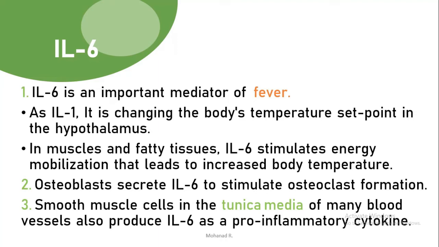In addition to that, in muscles and fatty tissues, interleukin 6 stimulates energy mobilization that leads to increased body temperature. Interleukin 6 also stimulates osteoclast formation, and smooth muscle cells in the tunica media of many blood vessels also produce interleukin 6 as a pro-inflammatory cytokine.